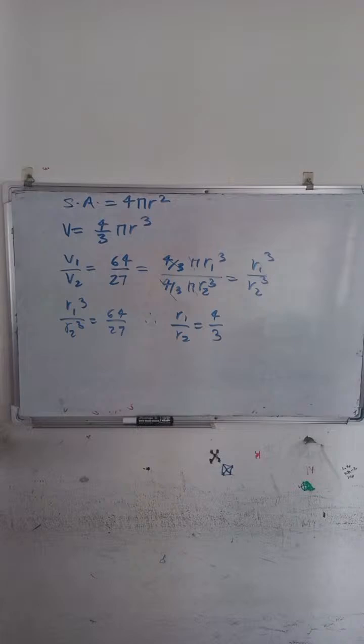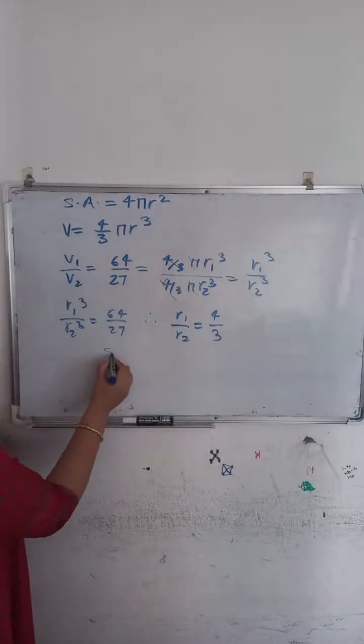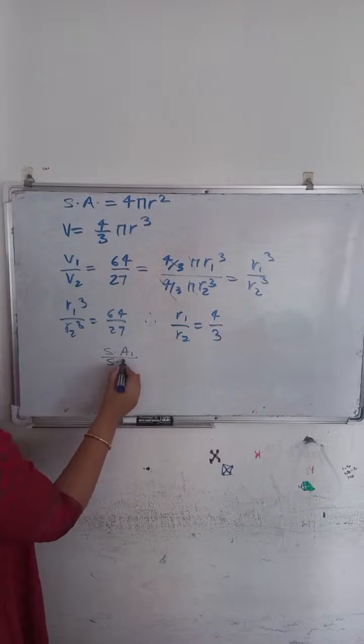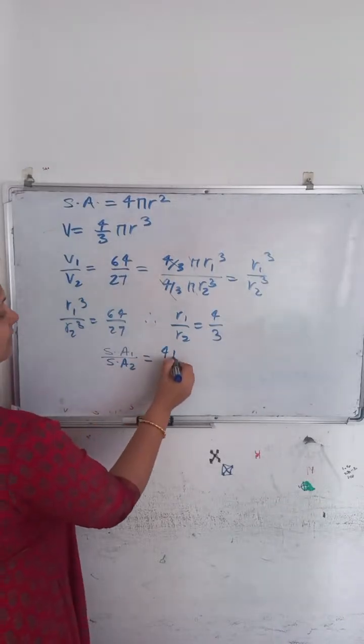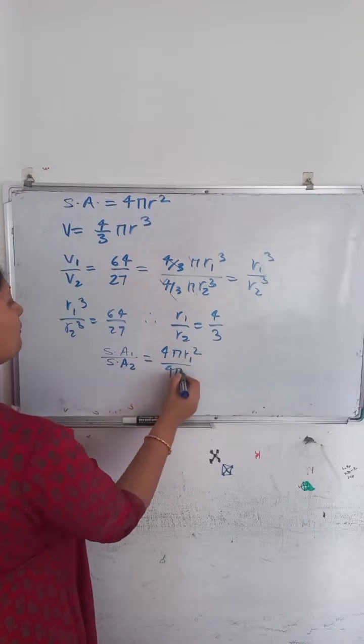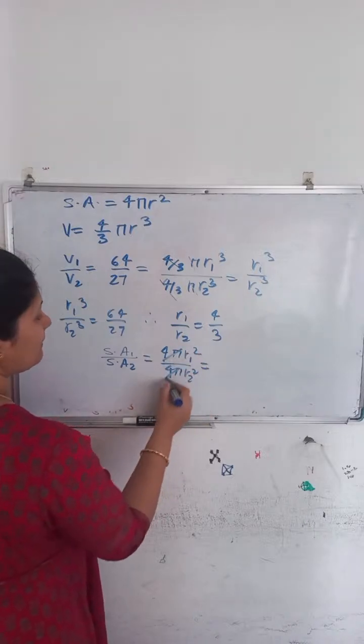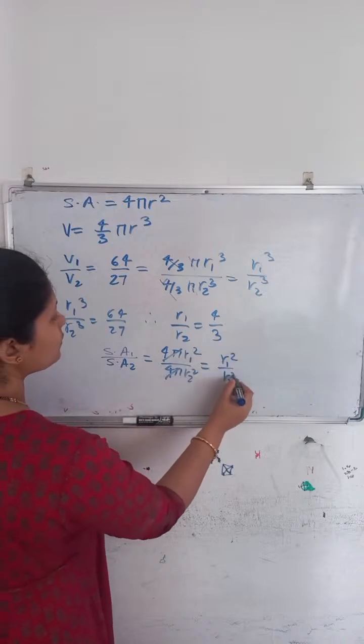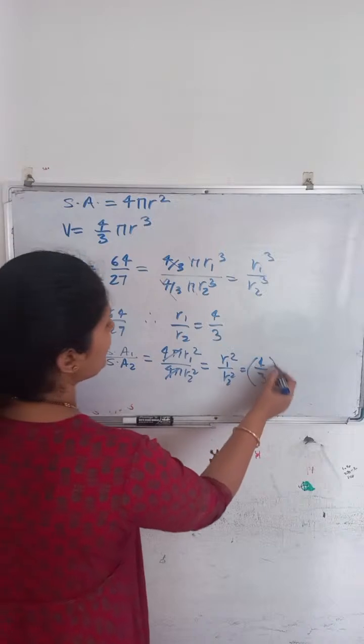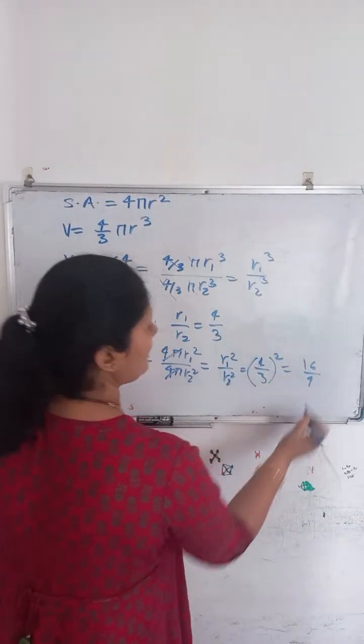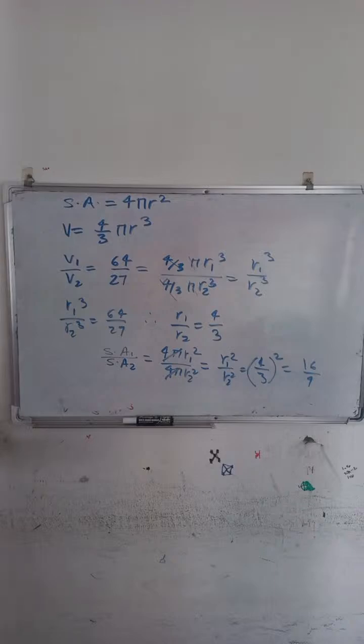Once I get the ratio of the radius, it is very easy to calculate surface area, because here they are giving the volume ratio but no values are given. So from the given volumes we calculated the radius. Once you get the radius, use the formula for surface area. Surface area of the first sphere upon surface area of the second sphere is 4 pi r1 square upon 4 pi r2 square. So 4 pi get cancelled, r1 square by r2 square, and with the ratio 4 by 3, squared is 16 by 9. So this is the surface area ratio.